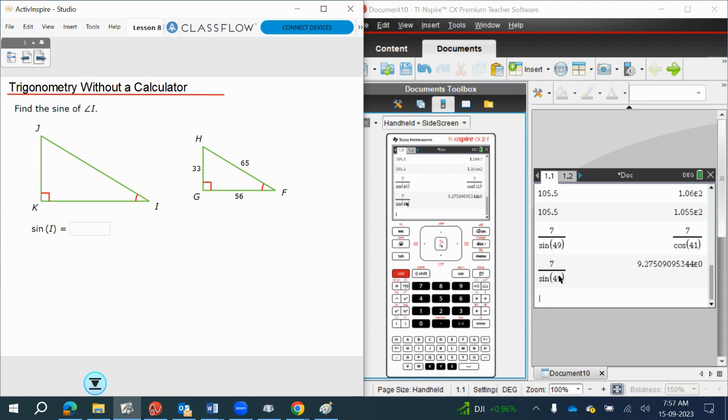So what we're looking at now is trigonometry without a calculator. So firstly, let's have a look at this question. Have a go at finding what is the sine of angle I. These two triangles are similar. You can see that because two of the angles are the same. So you have angle-angle similarity.